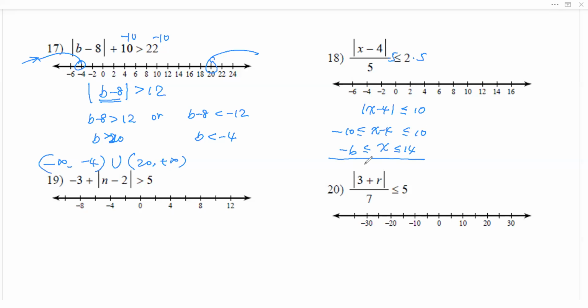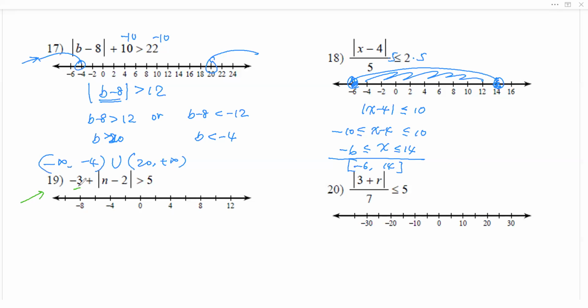So when we write interval notation with negative 6 and 14, use the bracket. So negative 6 and 14, they are filled, right? Including everything in between these two, right? So much easier, right? All right, let's move on to 19.